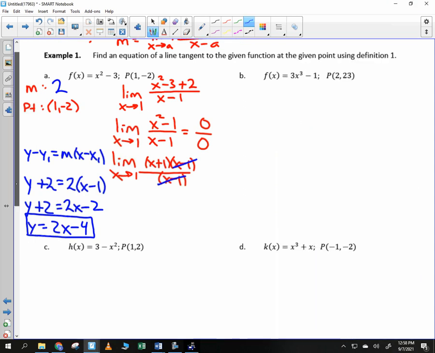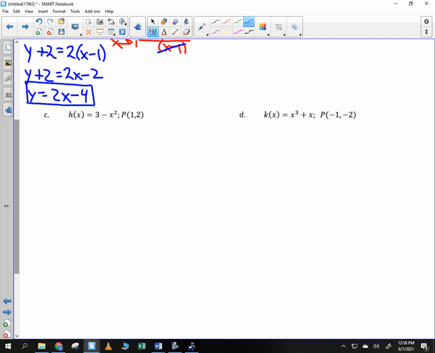Okay. All right. Let's skip to C. We're going to do C and D. I have 3 minus x squared for the point 1, 2. I have slope and my point. What is my point? 1, 2. So you help me out. I want to find the slope. Slope is equal to the limit as x approaches what? 1 of 3 minus x squared minus 2 over x minus 1.